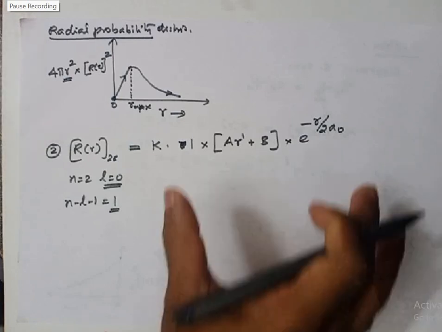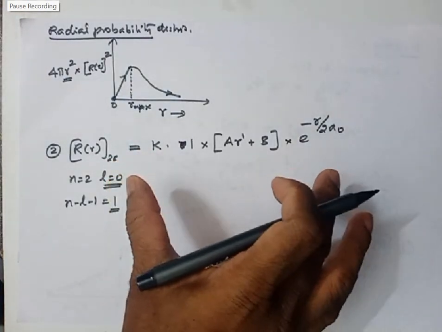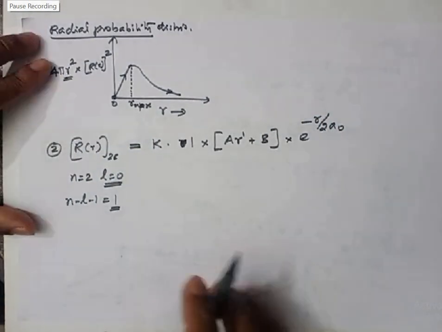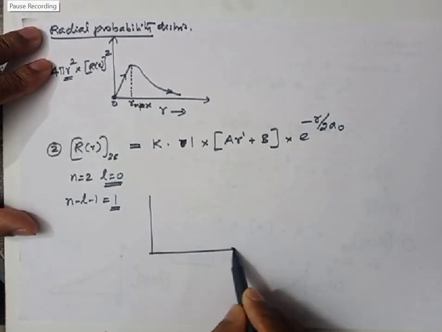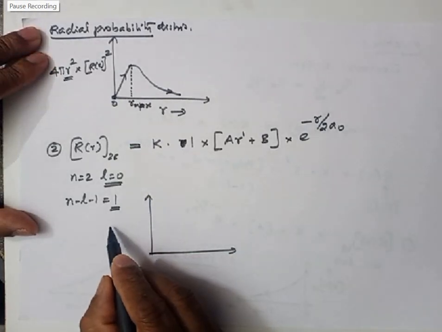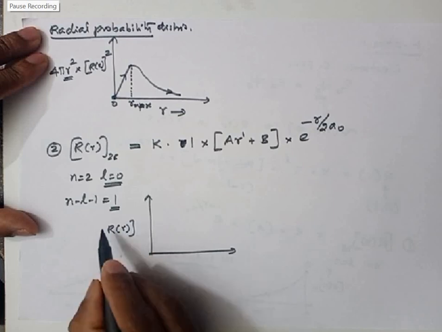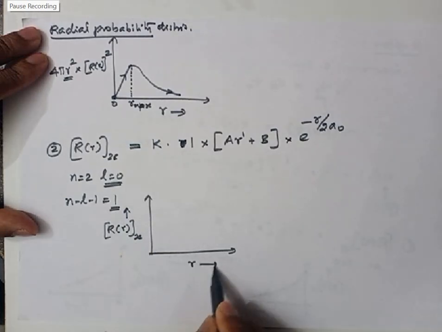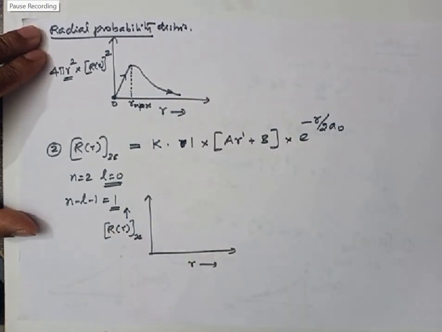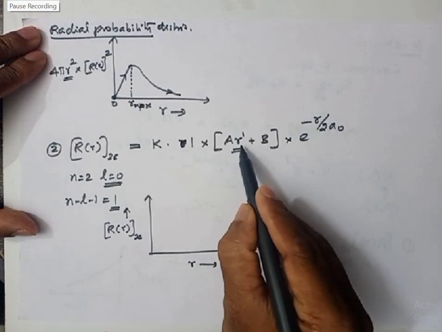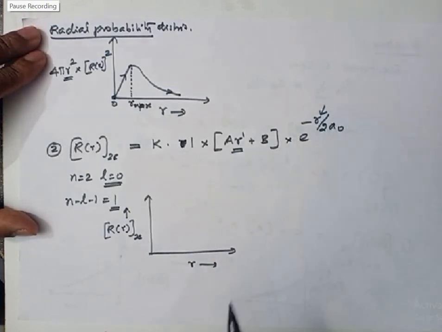Clear? This is the radial part of the wave function for 2s orbital. Okay, if I plot this wave function, 2s orbital wave function versus r, how does this wave function look like? Here I have an r term here, I have an r term here and I have another r term here, correct?